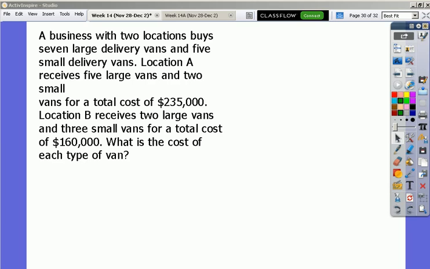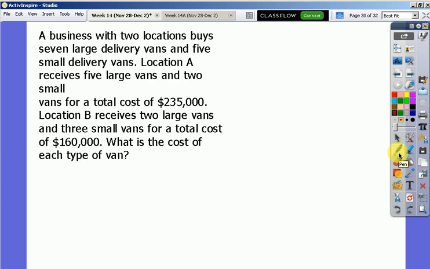Again, to determine whether or not you have to set up a system, you have to look at your problem and examine that you have 2 different variables here. You have the cost for a small van and the cost for a large van. Those are 2 separate variables, so we're going to set up a system to solve for each of those variables. Does that make sense? Okay, so very first thing we want to label.